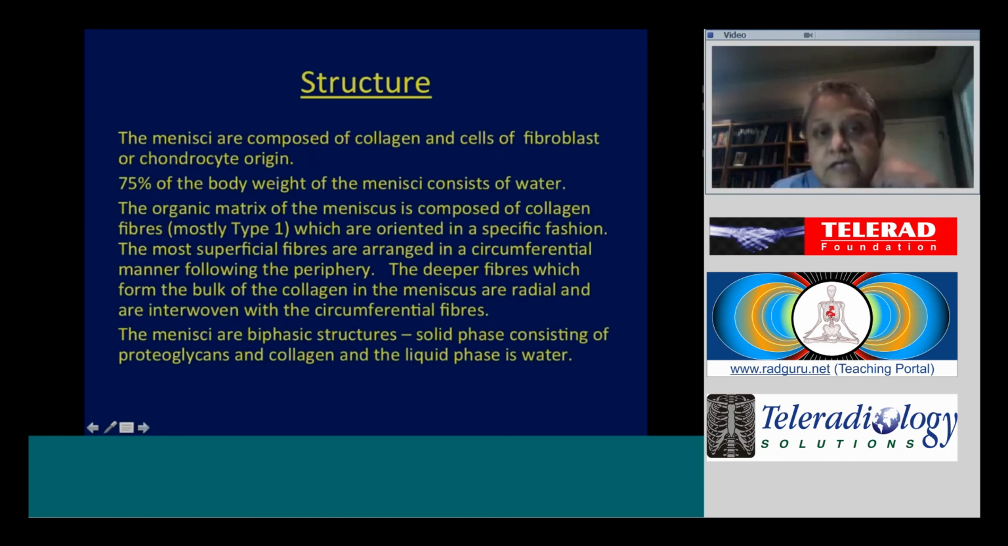When you talk about the structure of the menisci, they are composed of collagen and cells of fibroblastic and chondrocytic origin. 75% of the body of the menisci consists of water. Now, the organic matrix of the meniscus is composed of collagen, mostly type 1, and these are oriented in a very, very specific fashion. The most superficial fibers are arranged along the circumference of the meniscus and follow the periphery. The deeper fibers, which form the bulk of the collagen in the meniscus, are radial and are interwoven with the circumferential fibers.